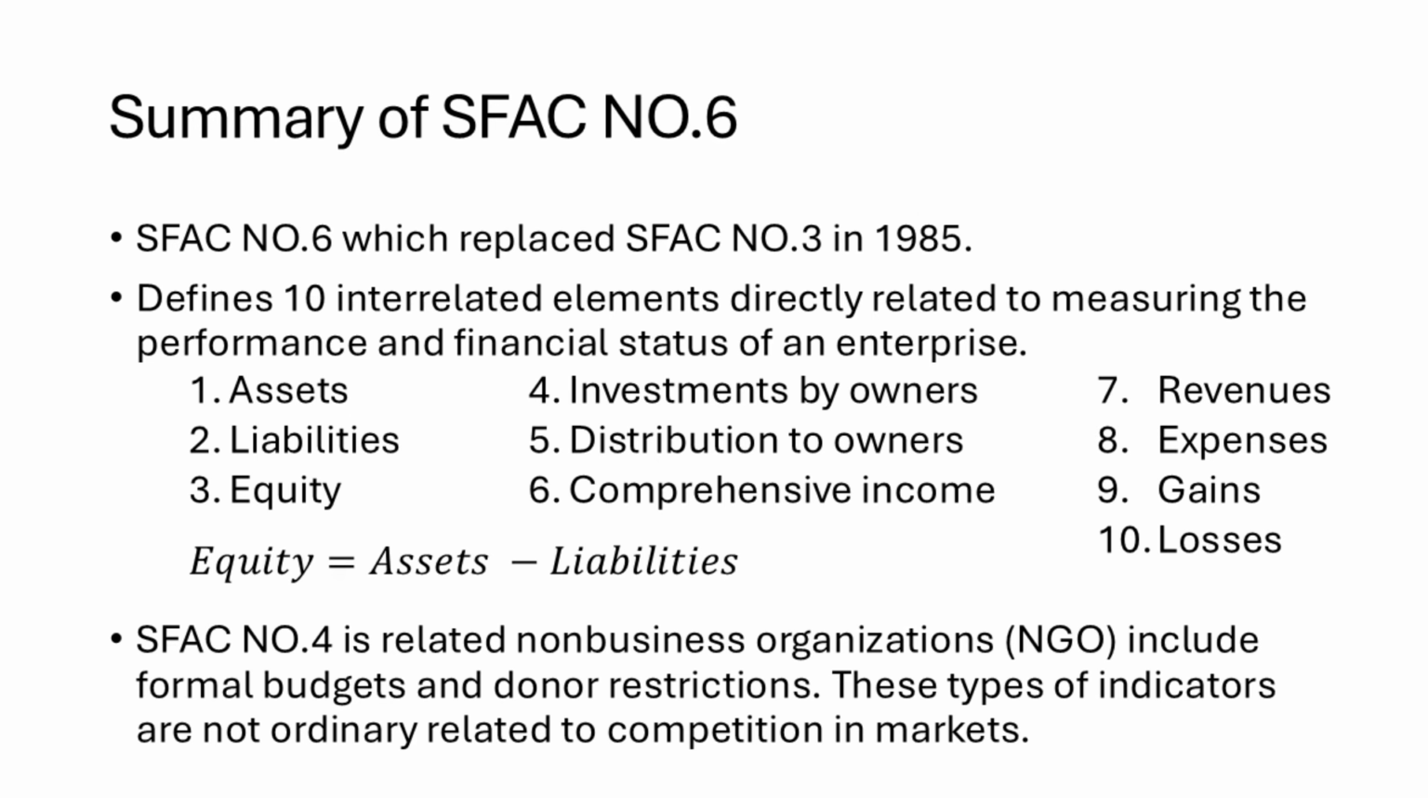Number eight is expenses. Expenses are outflows or other consumption or using up of assets or incurrence of liabilities, or a combination of both, from delivering or producing goods, rendering services, or carrying out other activities that constitute the enterprise's ongoing major or central operations. Number nine is gains.